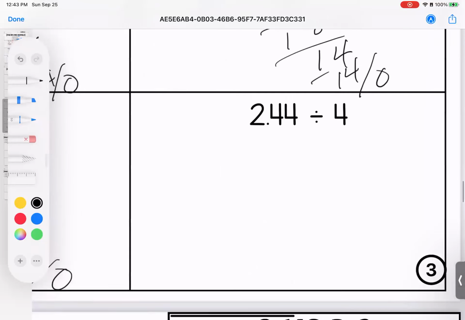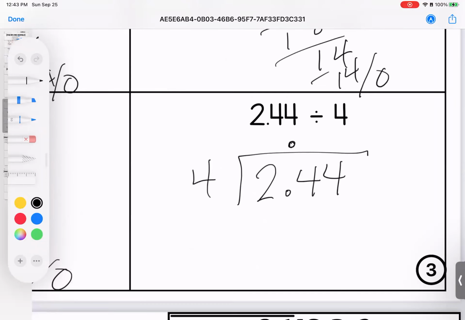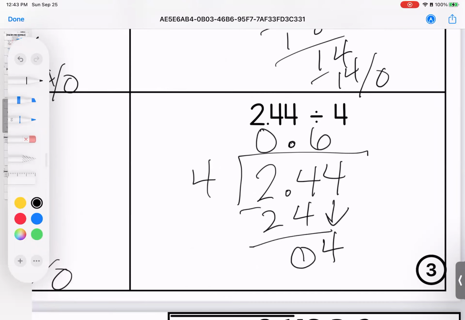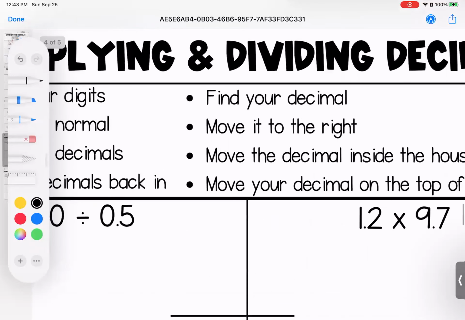Last one for this page, 2 and 44 hundredths divided by 4. No decimal outside, decimal straight up in the answer, putting in our place saving zeros. 4 goes into 2, 0. 4 goes into 24, 6. 6 times 4 is 24, subtract. Bring down, 4 goes into 4 one time, gives us 61 hundredths. That's the end of page 3. Please go ahead and stop unless you're ready to dive right into page 4. If you are, hang on tight, because here we go.